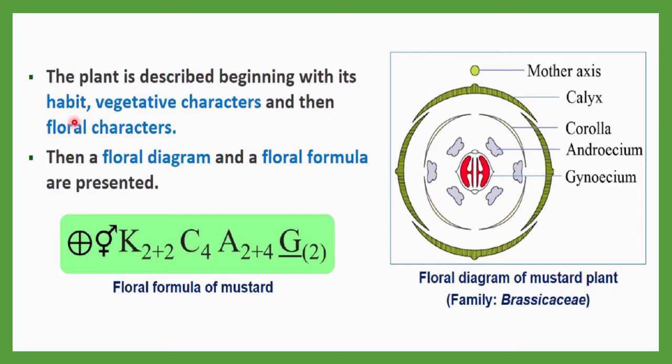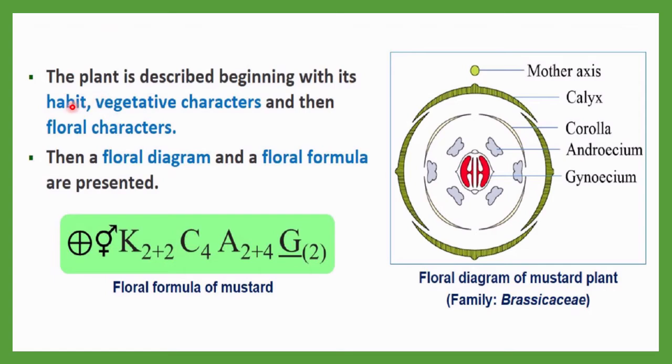So whenever you write down or describe any plant, you should write in this manner. First you have to describe the habit, then the vegetative characters, in which you describe roots, shoots, and so on, and then you have to describe the floral characteristics. So this is the sequence in which you can describe any plant.